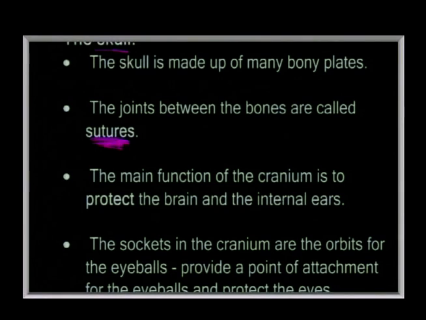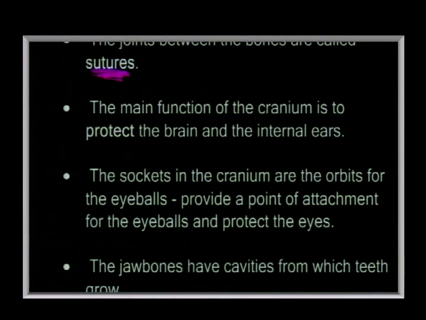And what happens is as that baby is born, the bones do this. And the baby comes out so that it can fit through the birth canal, and then it does that. And that's why it has that soft spot. And that soft spot is there till they're about 1.5 years, 2 years old, or until the bones have actually closed. And where they close is the sutures. The main function of the cranium, okay, is to protect the brain and the internal ears.